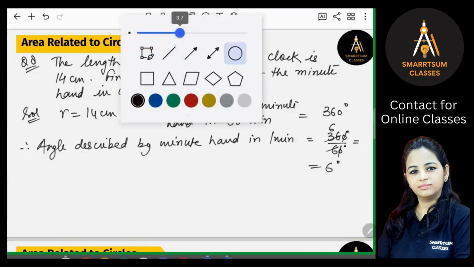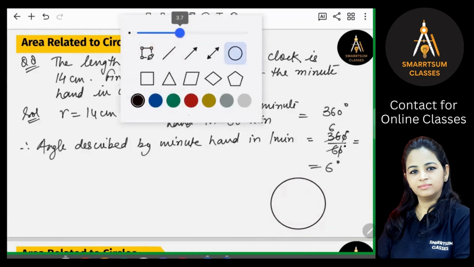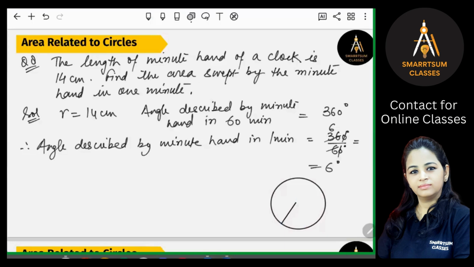So that means if we draw a circle here, and suppose this is the area described by the minute hand, then how much area will it describe in 1 minute? That is 6 degrees. So this 6 degree will be your theta. So this is your theta, 6 degree. Okay. So theta is 6 degrees, right? And what will be the radius? The radius will be equal to the length of the minute hand, that is 14 centimeter. Okay. So R is 14 centimeter.